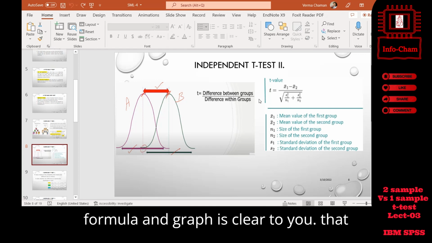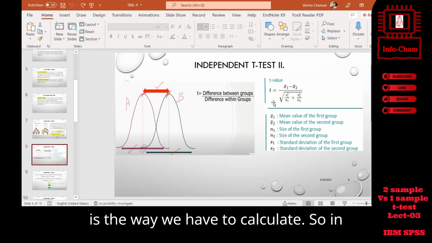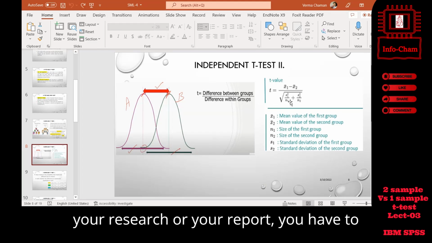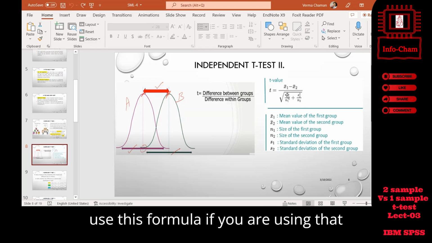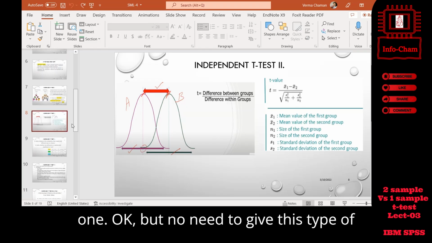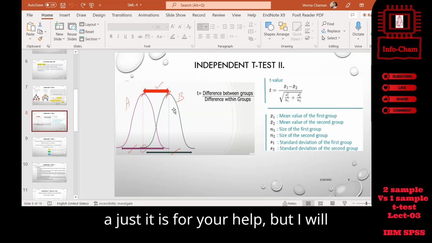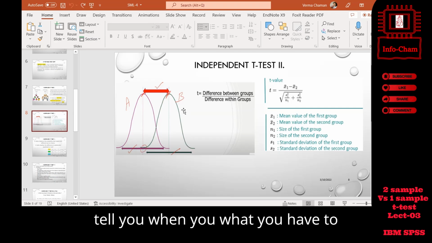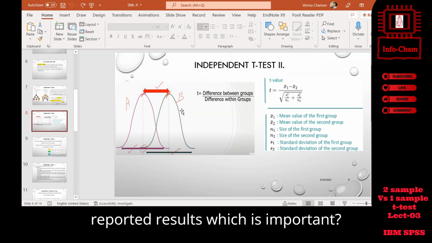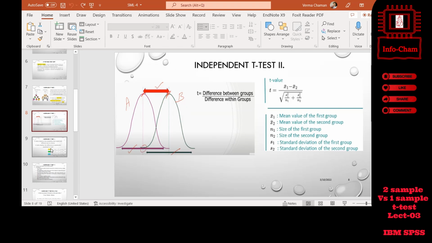Now this formula and graph are clear to you. That is the way we have to calculate. In your research or your report, you have to use this formula if you are using that test. But no need to give this type of thing, it is just for your help. I will tell you what you actually have to report, what your reported results are, which is important.